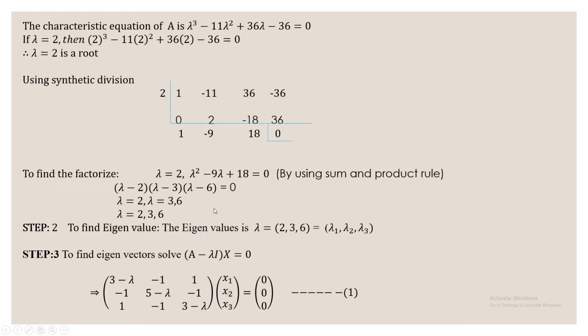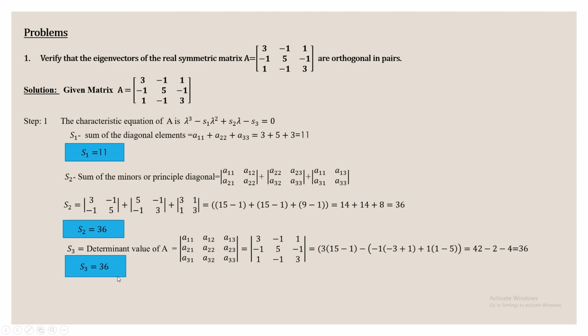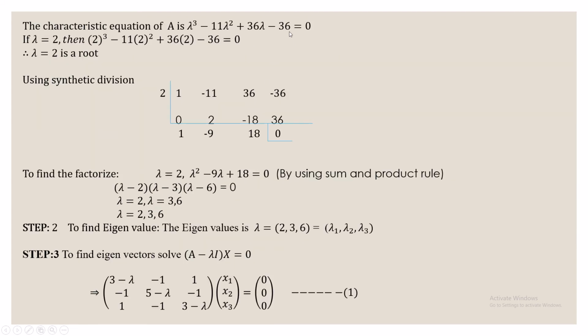And then S3 is what, again 36, put it over here. Then you will get the 36, which is equal to 0. Then you have to find the roots. First you have to find the S1, S2, S3 values and substitute in the characteristic equation lambda cube minus S1 lambda square plus S2 lambda minus S3.